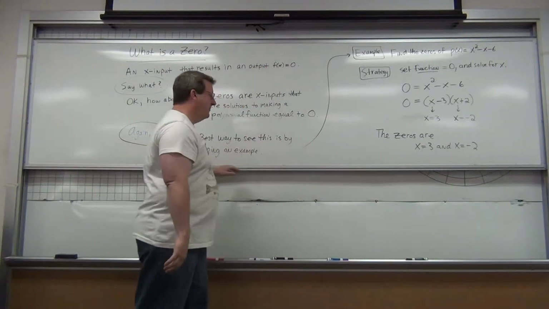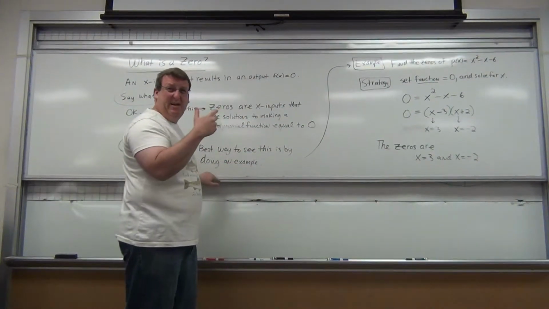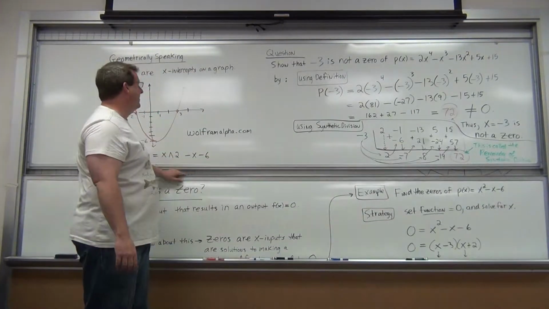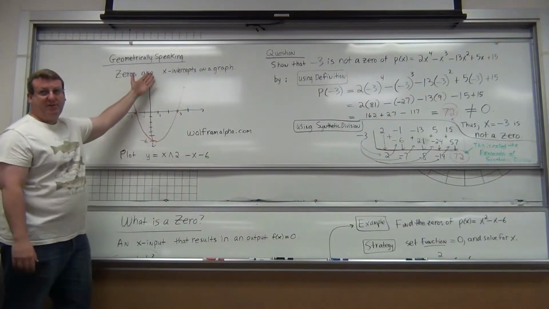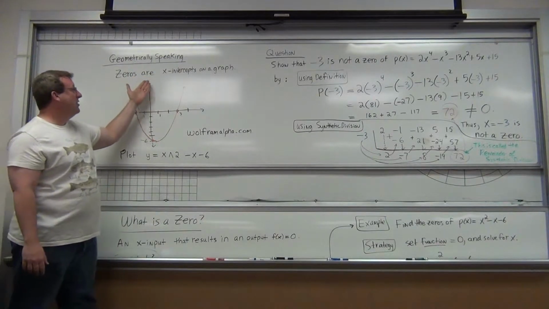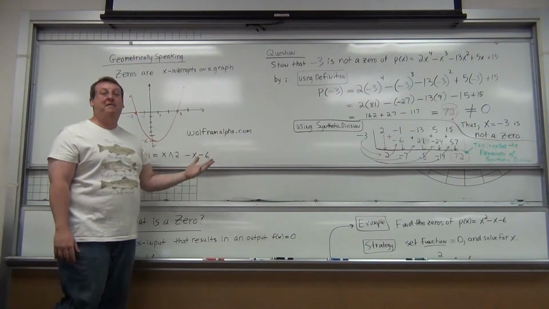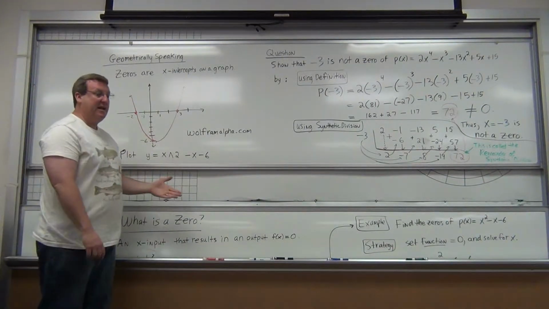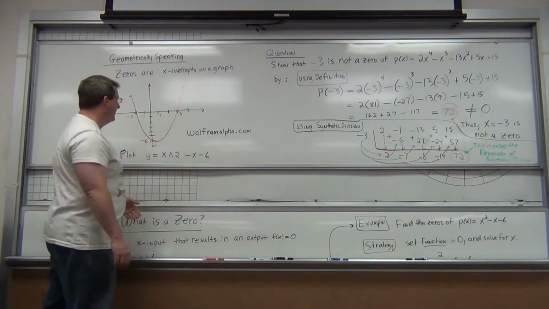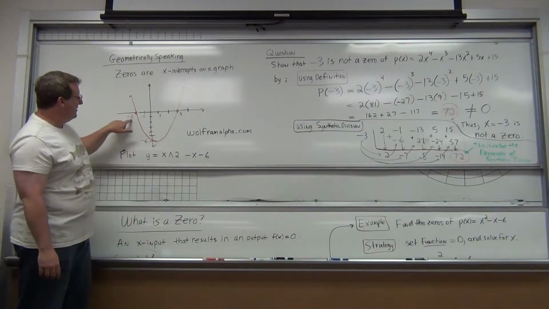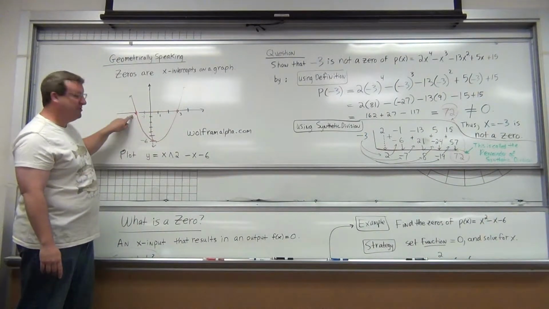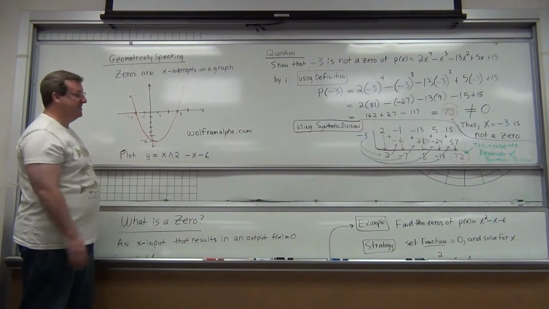Let's continue. Wouldn't it be nice if there was a visual way to understand what a 0 was? There is. Awesome. Let's check it out. Geometrically speaking, zeros are x-intercepts on a graph. So I've actually graphed the function we were looking at, x squared minus x minus 6. Do you remember negative 2 and 3? They were the zeros. Well, they also are the x-intercepts, where they cross the x-axis.